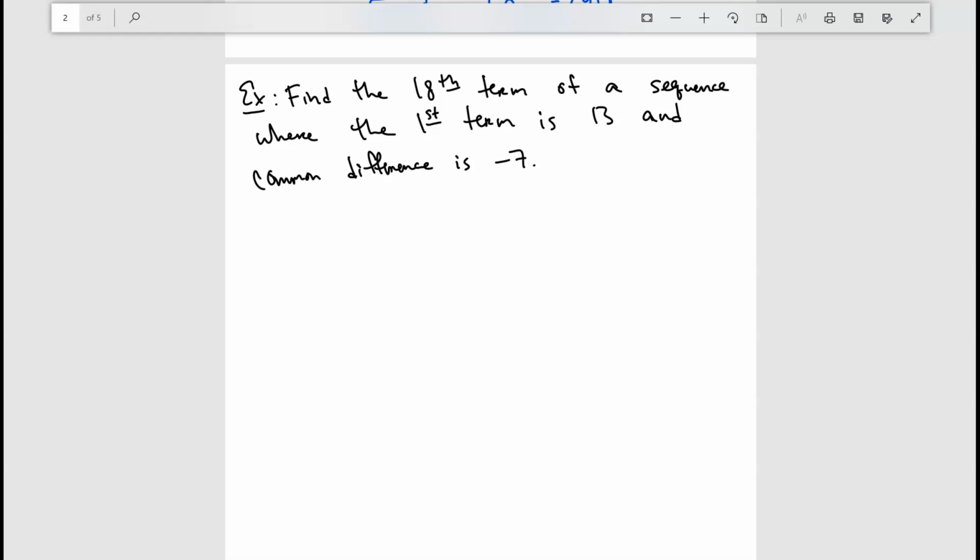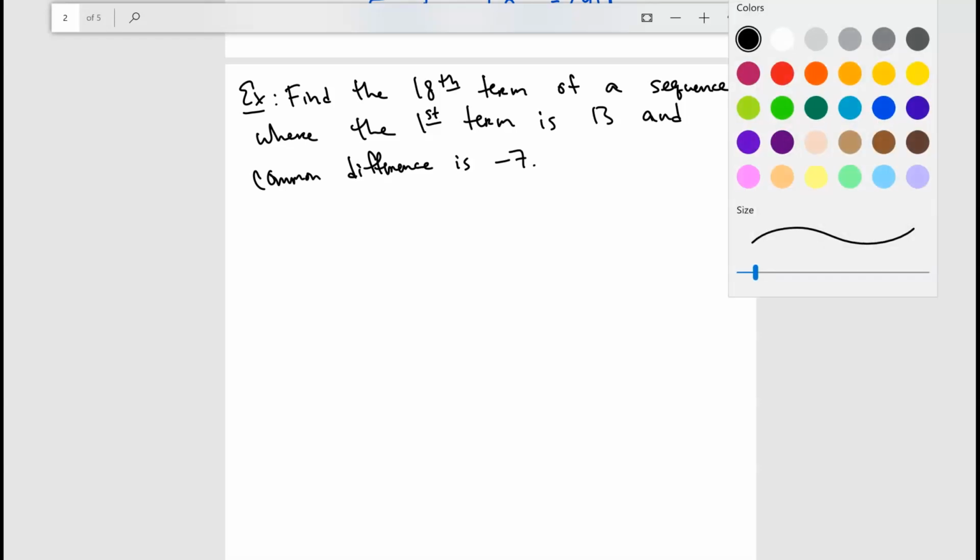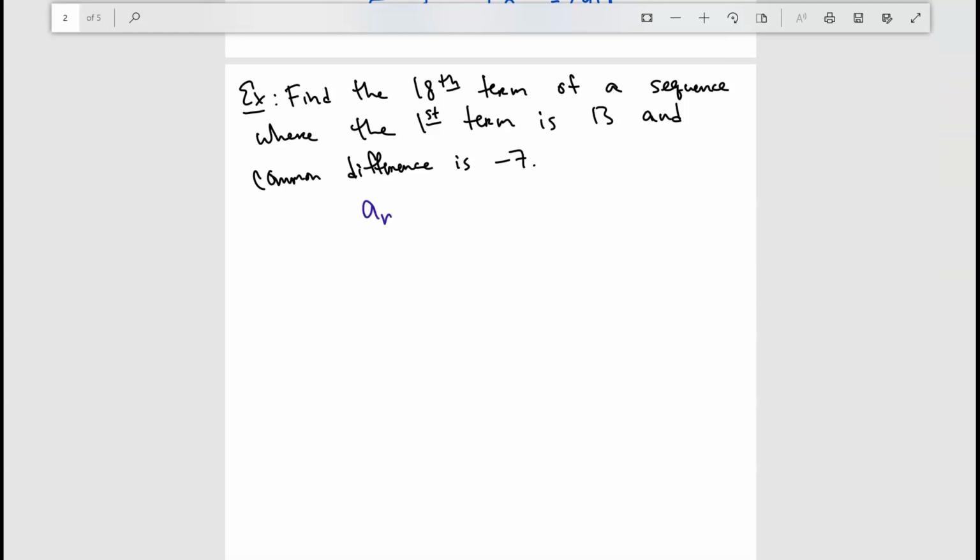So we know that the formula for this is going to be a_n is equal to a_1 plus n minus 1 times d. a_1, which is the first term, is going to be 13. n in this case is going to be the 18th term, so that's just 18. d in this case is going to be -7. So I'm subtracting 7 from the 13 18 times.